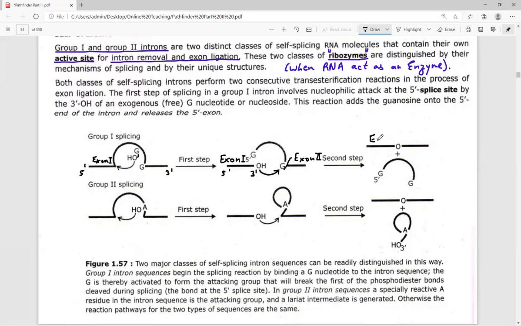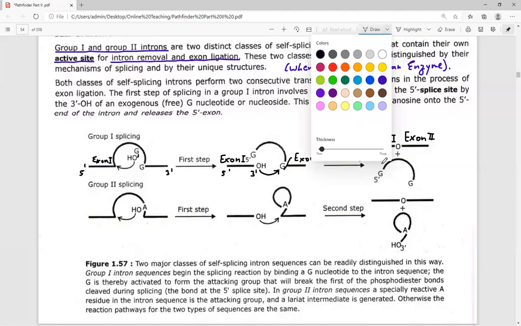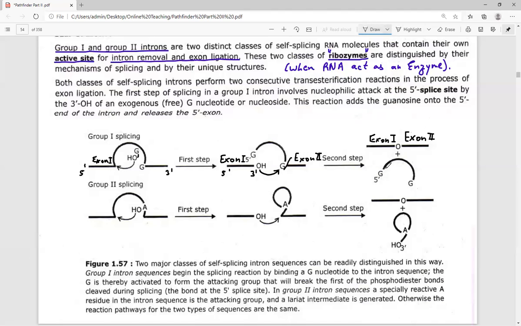This is exon 1 and this is exon 2. Both the exons have been ligated together, and the intron has been removed. This is the intron that has been specifically removed, and then it will undergo cleavage and degradation. This is the intron that would be cleaved and degraded.